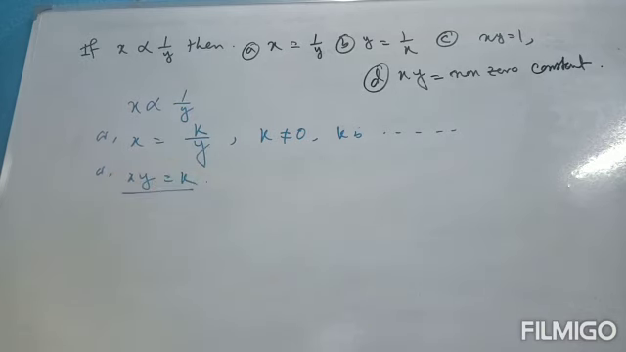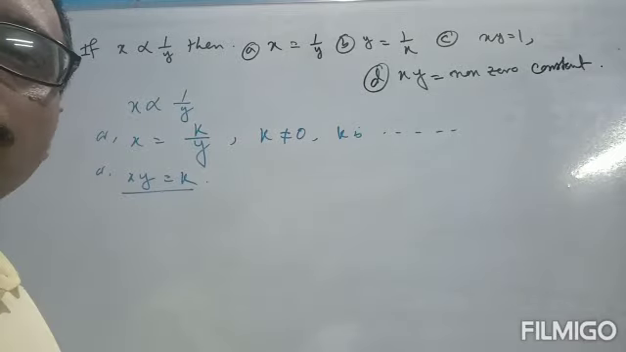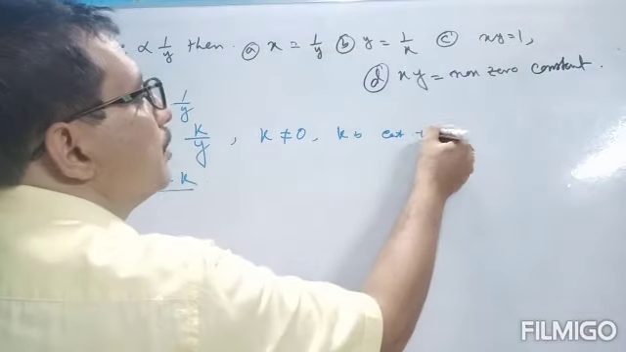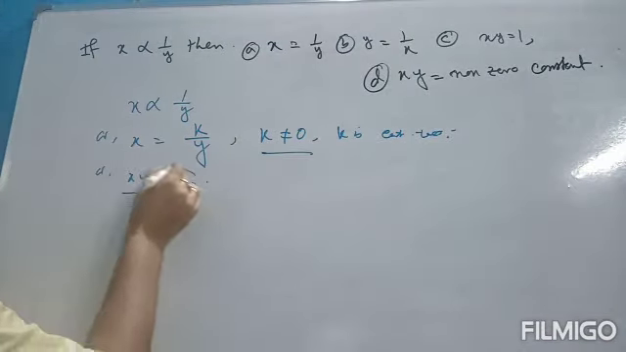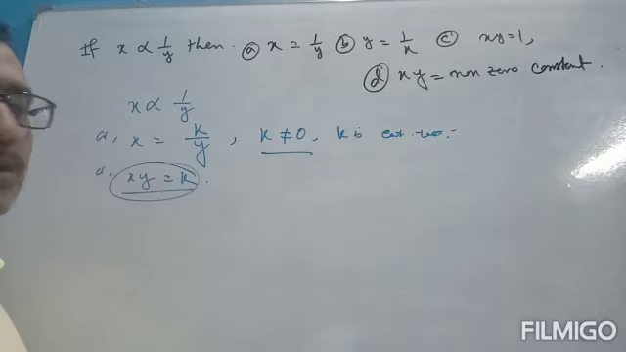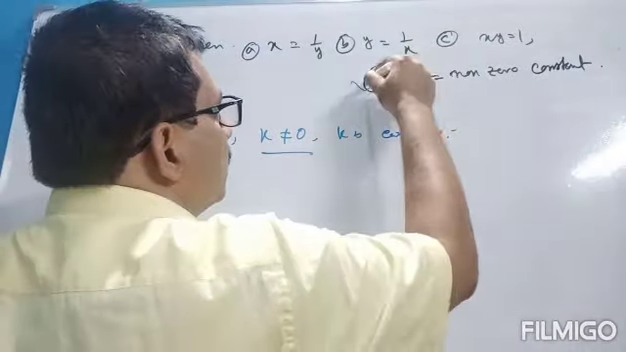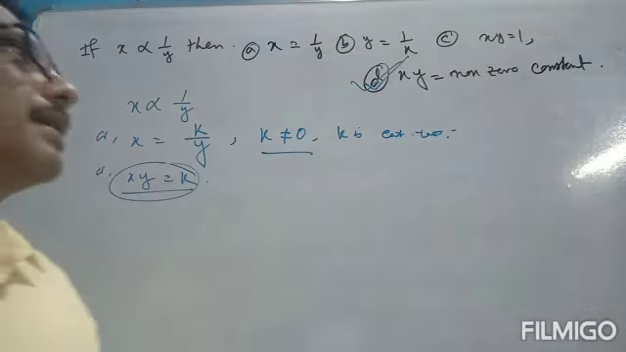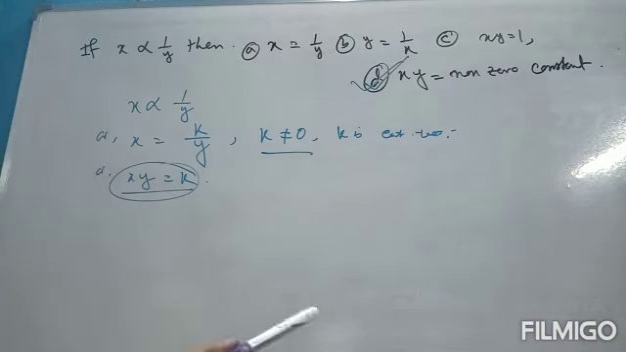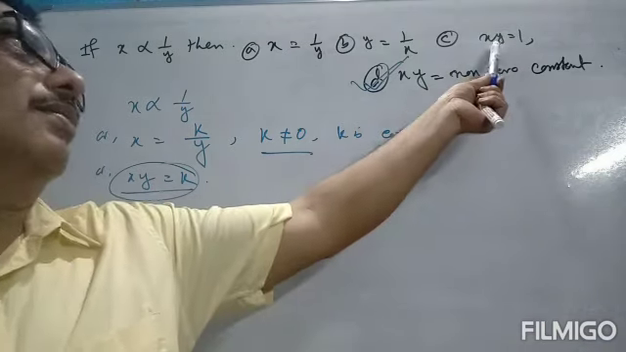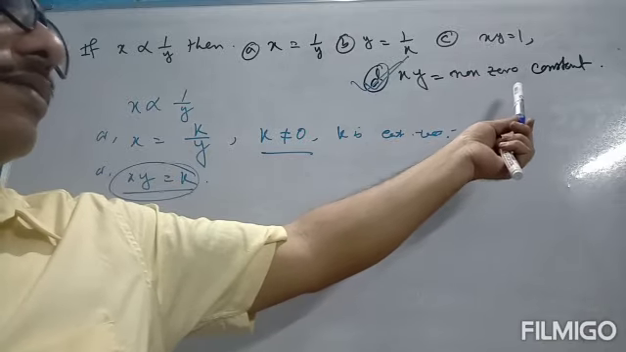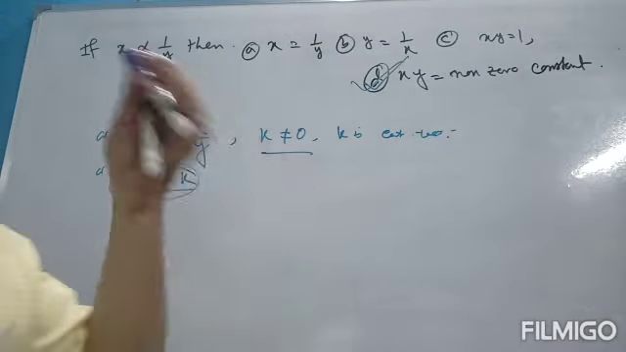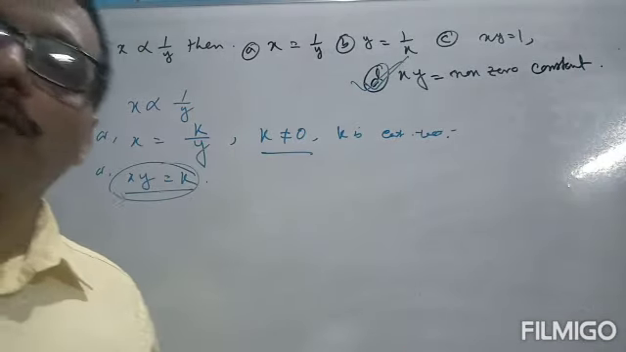That means which one is correct? Very simple. K is the constant of variation, so obviously it is non-zero. So XY is equal to K, and the correct answer will be D. Other than that, X is equal to 1 by Y, Y is equal to 1 by X, XY is equal to 1 are all false. XY is equal to 1 is partially correct, but it is not correct actually. It may be any constant, not only one. Okay.